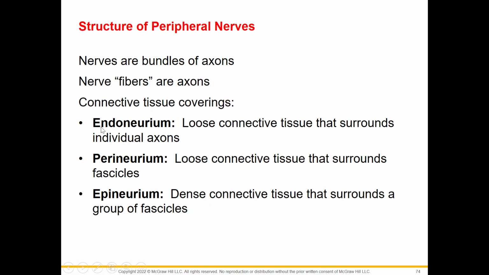Endoneurium, inside. This is loose connective tissue. You need to know this. Loose connective tissue that surrounds each individual axon. So the endoneurium is the connective tissue covering that surrounds the individual axons. Perineurium is loose connective tissue that surrounds fascicles. Fascicles are bundles of individual axons. Then you have the epineurium, that is dense connective tissue that surrounds groups of fascicles.